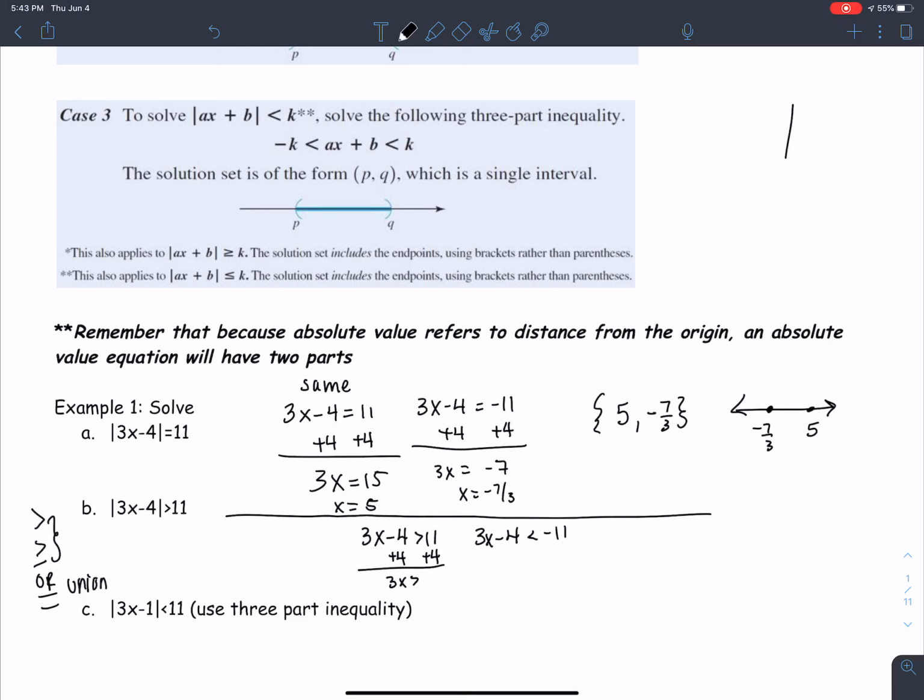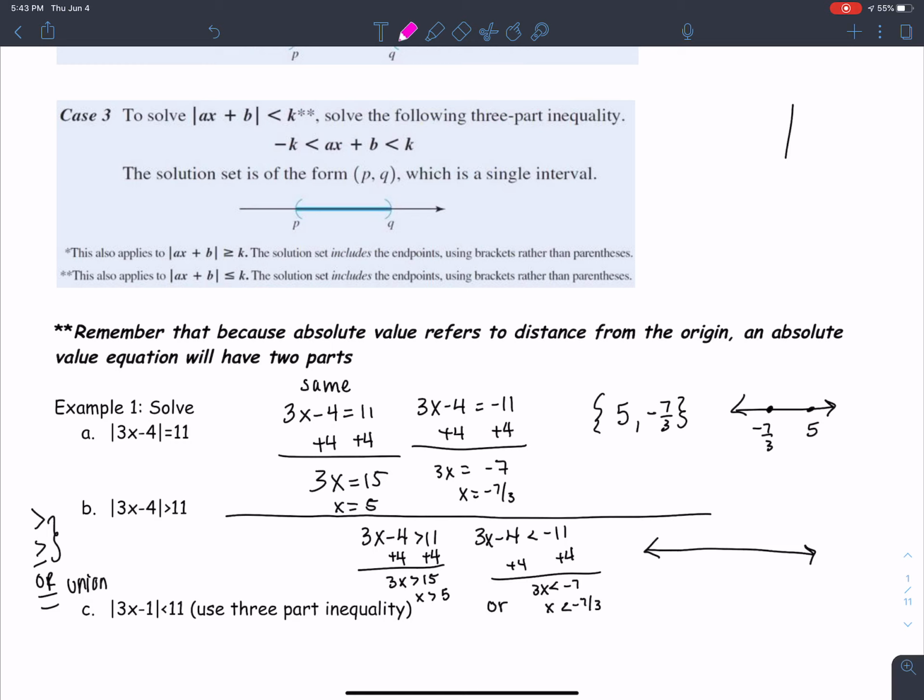Now we're going to get the same answers as on the right. So I get x is greater than 5, and x is less than -7/3. Well, it's an or, because it's greater than. So let's graph this.